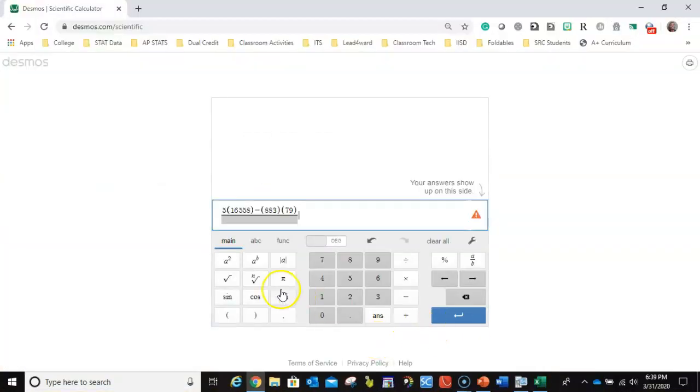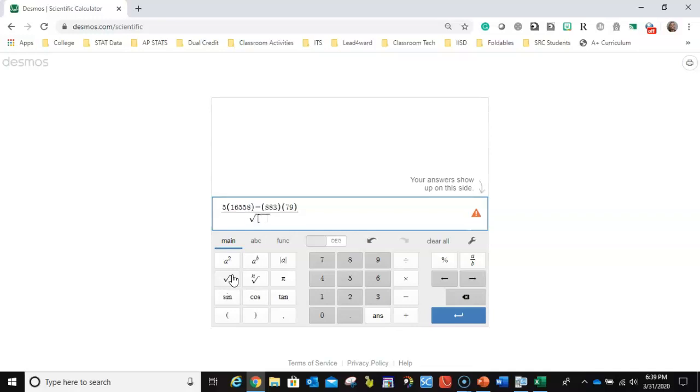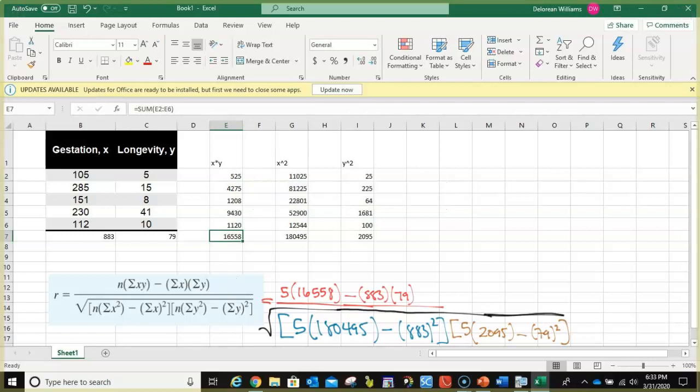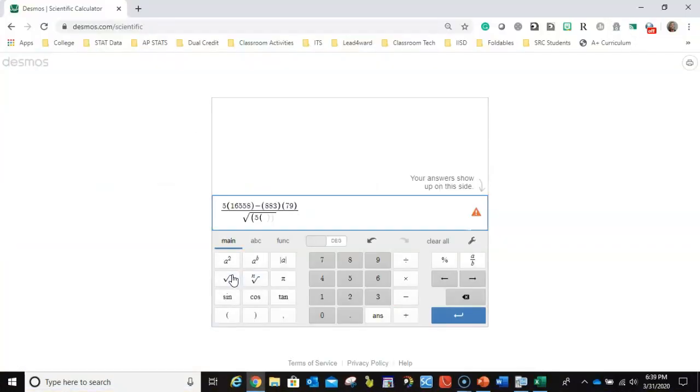So when I go back, I'm going to do square root, and then I think you can do brackets. Let me see if I put a 2 here. Nope. So we can only use parentheses. 5 times, if I go back, 180,495. So that's a problem, switching back and forth. 180,495 minus 833 squared. And actually, I probably should have used the right button. You're going to use this one, squared.